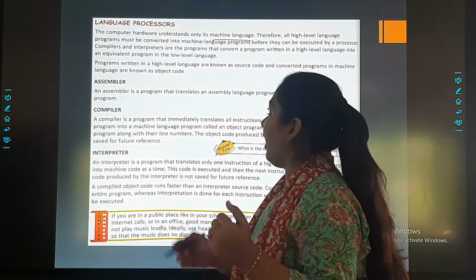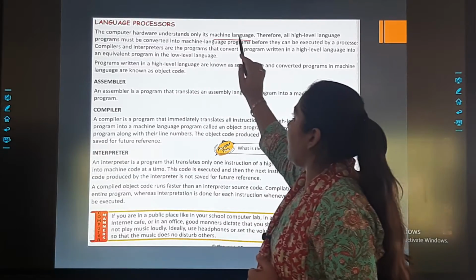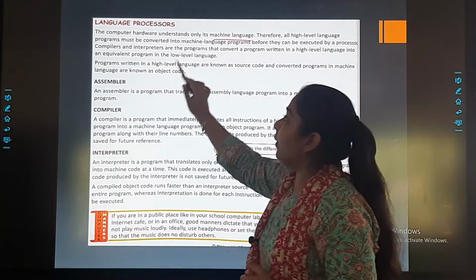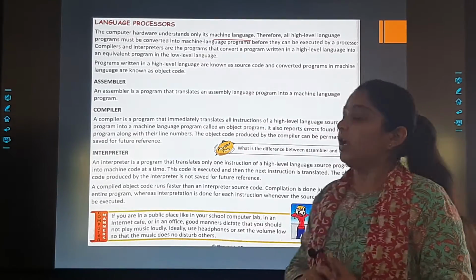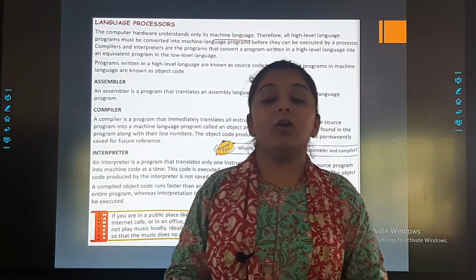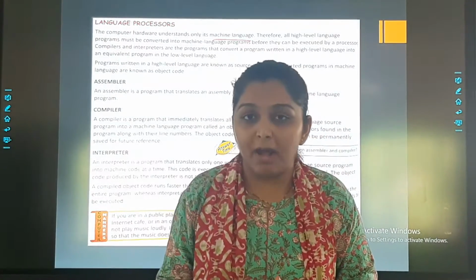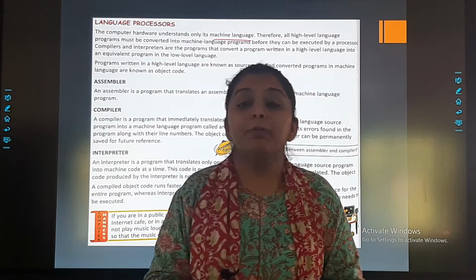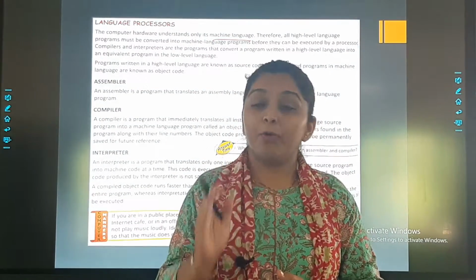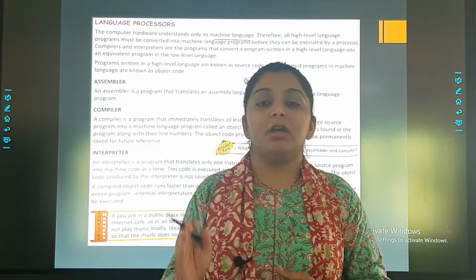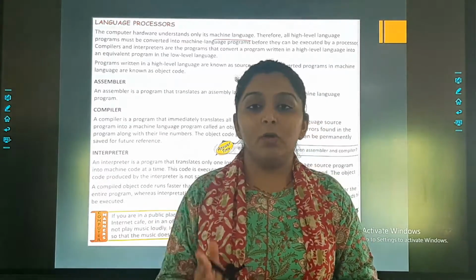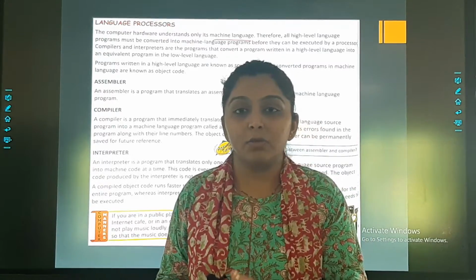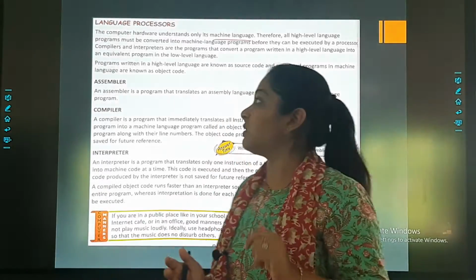Clear? For that, compilers and interpreters are the programs that convert a program written in a high level into an equivalent program in the low level. उसके लिए कौन से programs यूज़ होते हैं, such as compilers and interpreters. Now these are the programs which convert the high level language into the low level, that is the machine level language, so that it can be easily understood by the computer hardware systems.